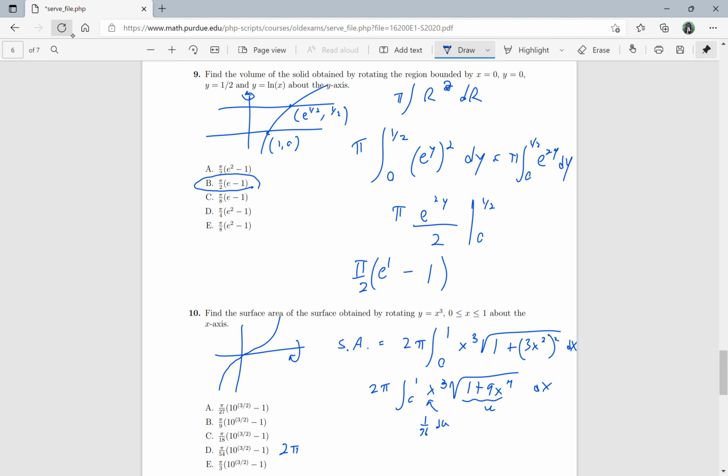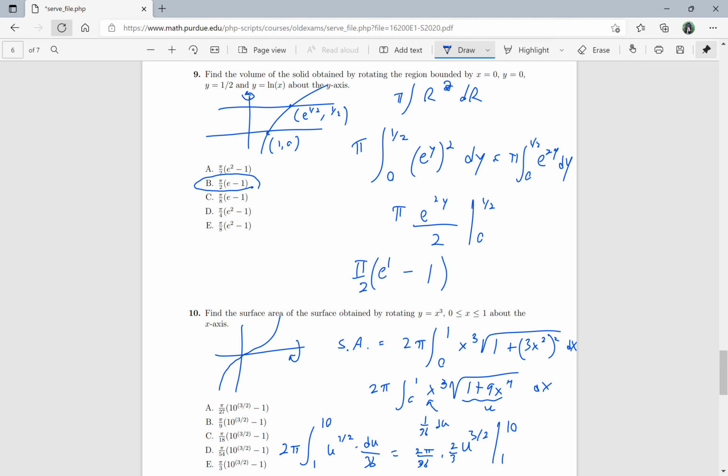We have 2 pi. If x went from 0 to 1, then 1 plus 9x fourth will go from 1 plus 9 times 0 fourth is 1 to 1 plus 9 times 1 to the fourth is 10. And we have u to the 1/2 times du over 36. Okay, power rule there. 2 pi over 36 times u to the 1/2, power rule. Go up a power to 3/2. Divide by 3/2 or multiply by 2/3. And then evaluate from 1 to 10.